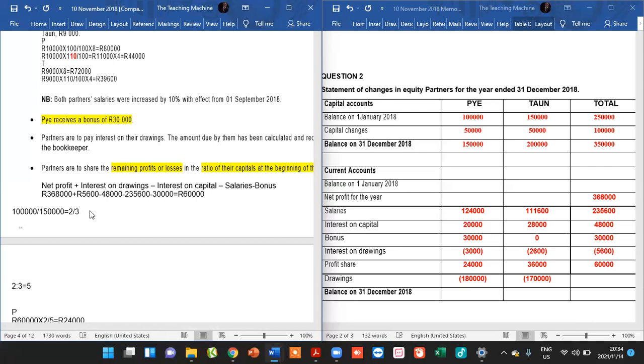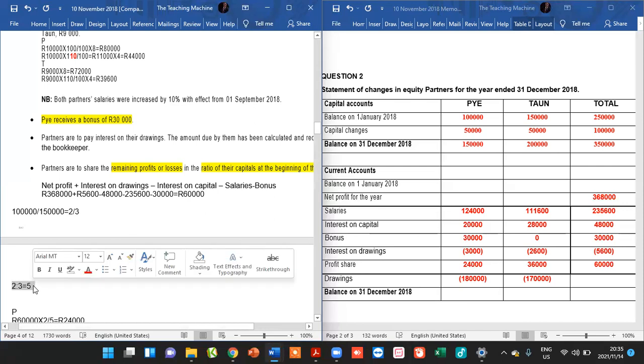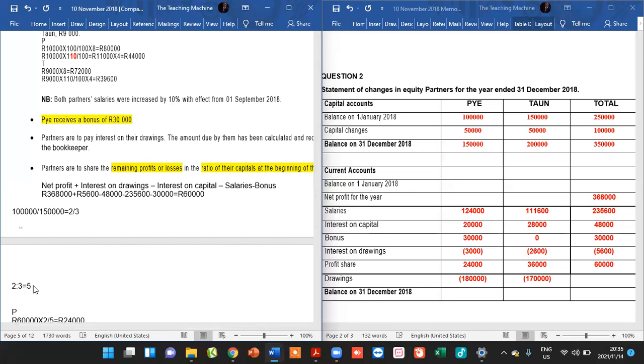So if it gives you 2/3, then the ratio would be 2:3. And the sum of the ratio should be 5 because 2 plus 3 is equal to 5. And then if you get 1/4, your ratio would be 1:4. If you get a ratio of 3/5, then your ratio should be 3:5. Okay. But for now, we have 2:3. I hope, Chili, you are answered.